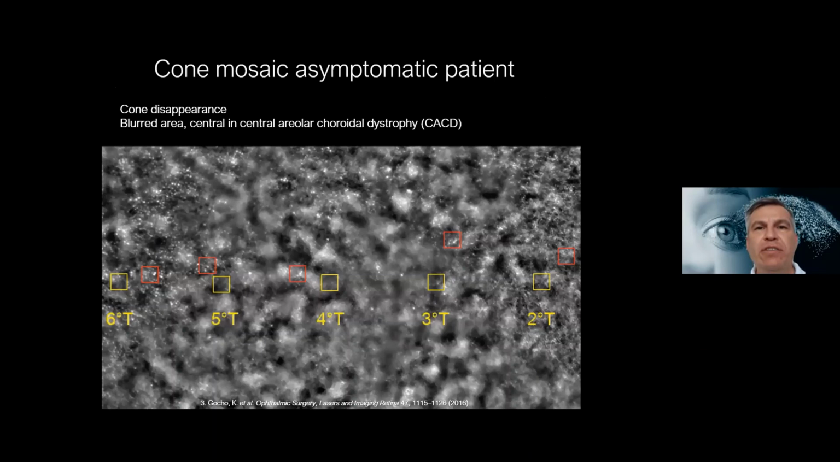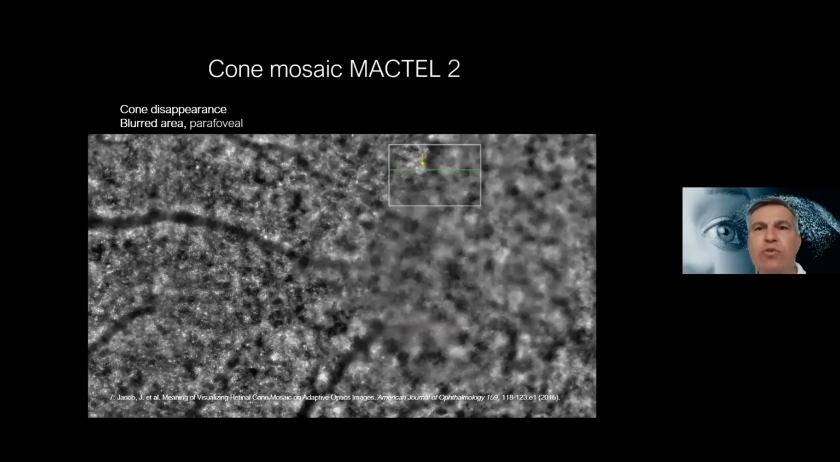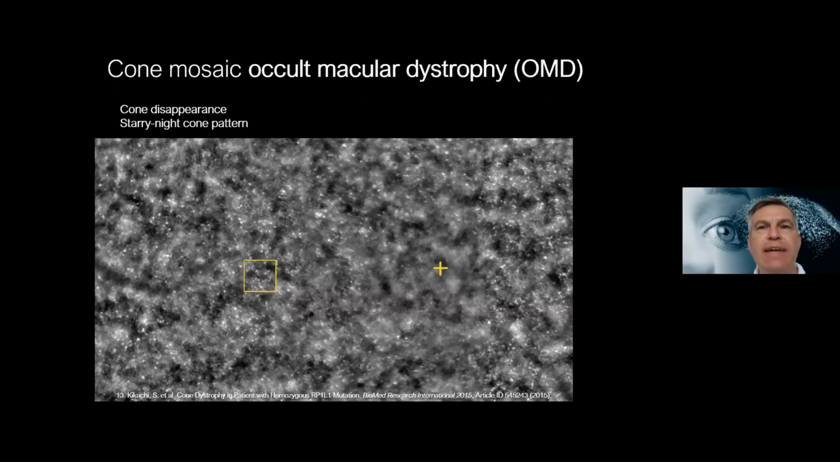So in a patient having no issues, but suffering from choroidal dystrophy, you see here this disappearance of the cones in these areas, and it's a blurred area then. In MACTEL2, this is a neurodegenerative disease. You see also that the cones are disappearing, and you will get a parafoveal blurred area. Then in occult macular dystrophy, there is a so-called starry night cone pattern. It's dark, and then you see small signals from the cone receptors that have survived.